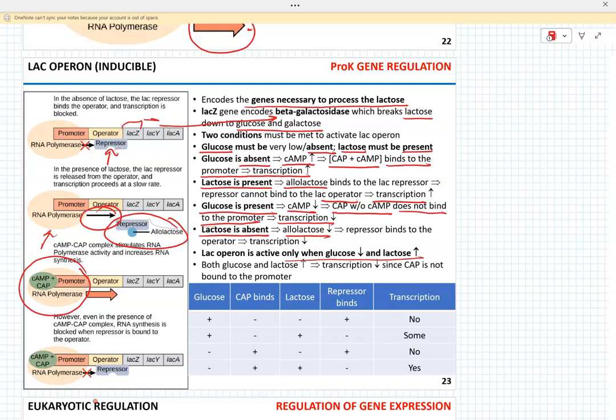What if both glucose and lactose are present in the environment? Well, in this case, transcription still occurs, it's just low, since the catabolite activator protein is not bound to the promoter. This table summarizes what happens with the CAP and the repressor when glucose and lactose are either present or absent, and how it affects the efficiency of transcription.